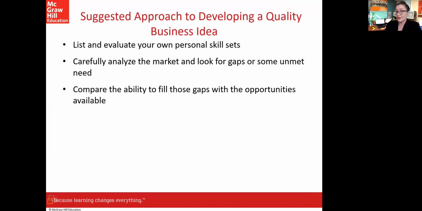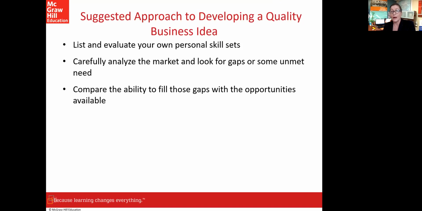So here's a suggested approach to develop a quality business idea. First of all, look at your own self. What personal skills do you offer? What personal skills do you have that you're willing to put to work? We can also take a different approach that's not about the individual. Instead, it's about the marketplace. Look for gaps in the market. Identify market opportunities where there are unmet needs.